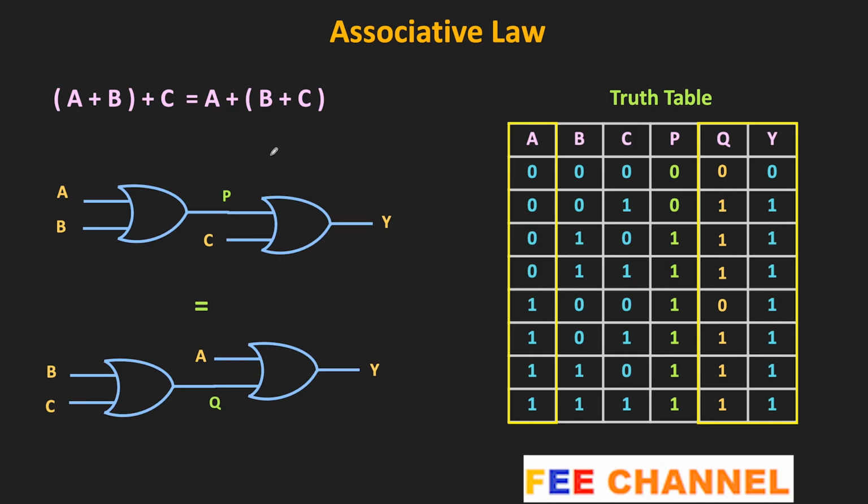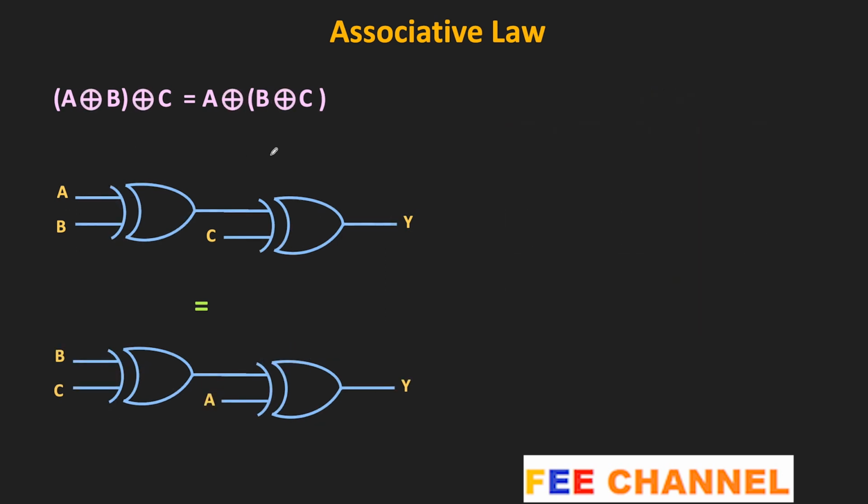As you can see, for both expressions, or for both circuits, this Y column is the same, which proves that both expressions are the same. So, that is the associative law for the AND and OR operation. Similarly, it is also true for the XOR and XNOR operation. That means the XOR operation of A and B with C is the same as the XOR operation of B and C with A. And the same is also true for the XNOR operation.